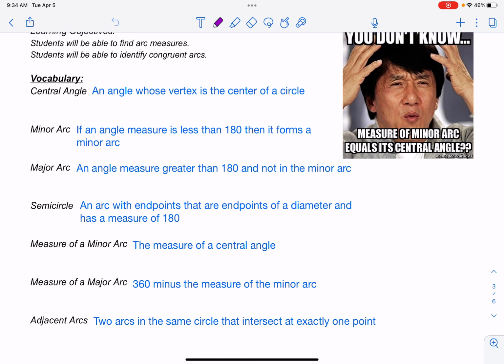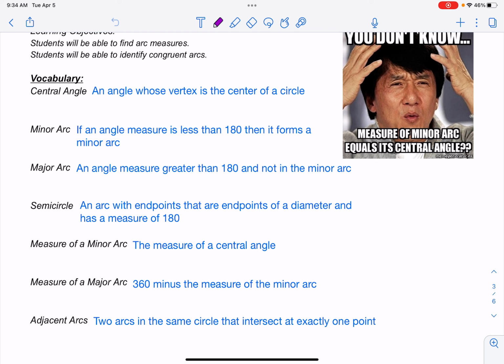I'm going to read through them, but of course if you need to, please pause the video so you can copy these down. So first we have a central angle. So this is going to be an angle where the vertex is the center of a circle. So remember that center dot that we talked about last class, our angle is actually going to be inside the circle.